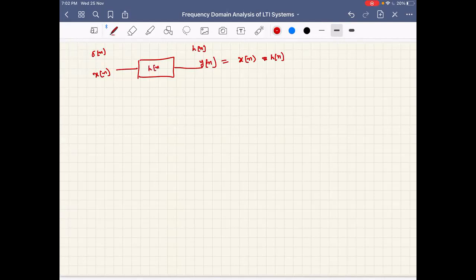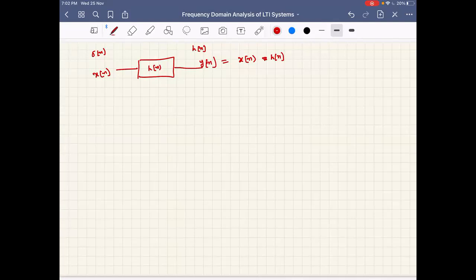And this initial response that we obtain for an impulse, referred to as impulse response, this initial assessment will help us to analyze the system for any other inputs x of n through the convolution sum of x of n and h of n.